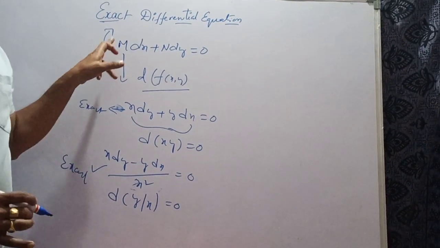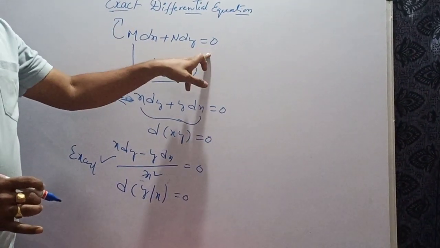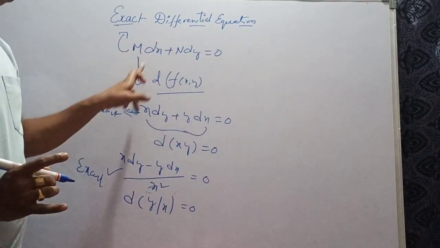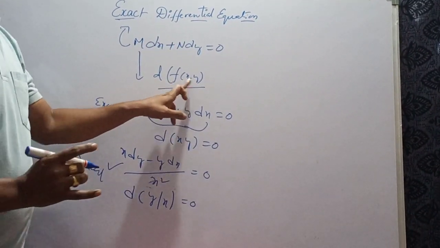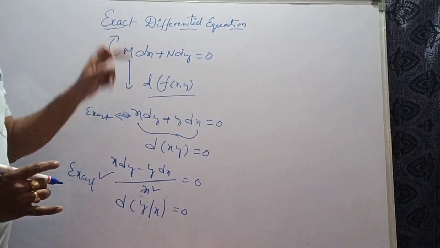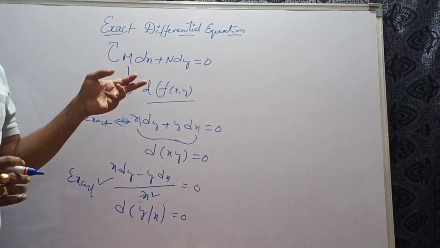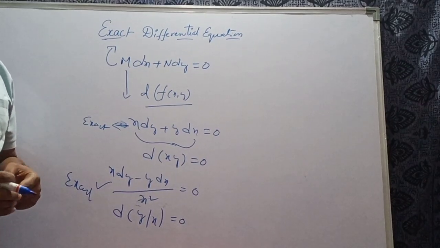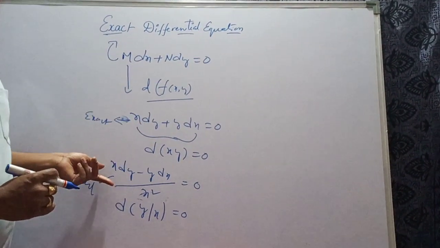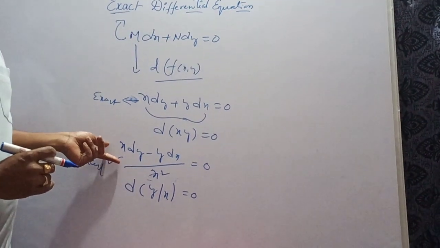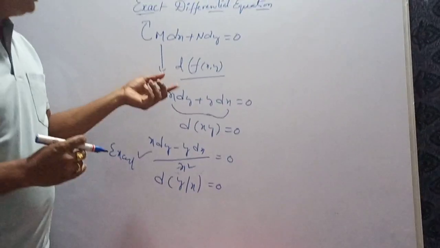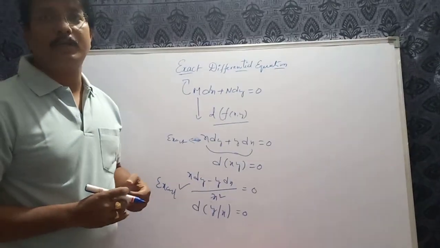So whenever a differential equation is said to be exact, it may be obtained by just differentiation of a function. Only then are we saying it is an exact differential equation. Here we are observing this is a simple formula, and this is also a simple formula, so we conclude it is exact.